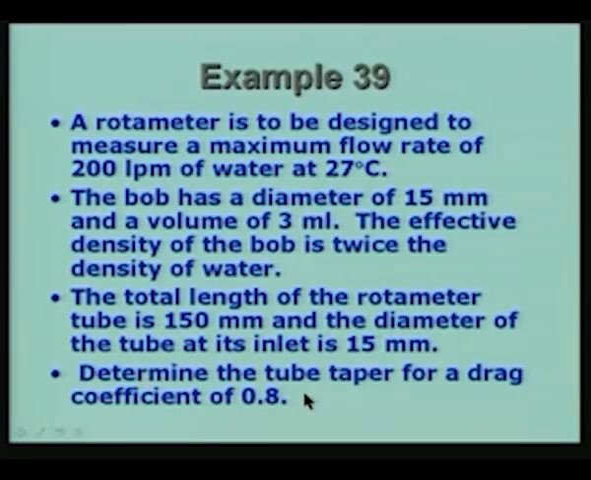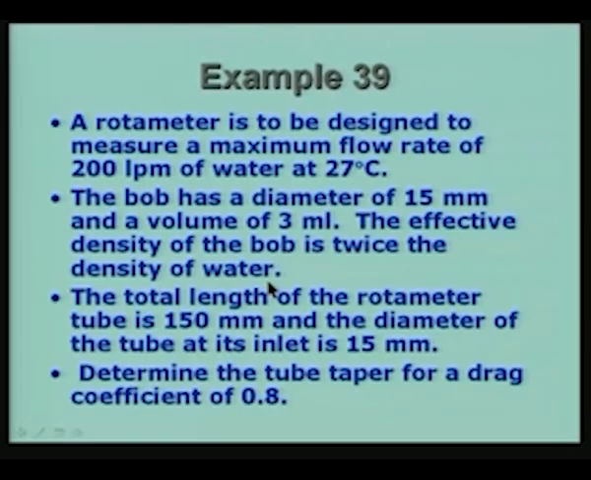This is example 39, and I will work out the numbers on the board. A rotameter is to be designed for the conditions given here, to measure a maximum flow rate of 200 liters per minute of water at 27 degrees Celsius. This is the fluid whose volumetric flow rate I want to determine. The bob has a diameter of 15 millimeters and a volume of 3 milliliters, that is 3 cubic centimeters. The effective density of the bob is twice the density of water.